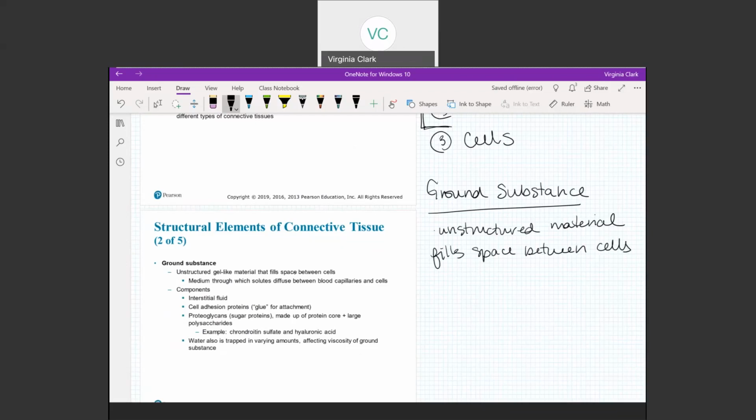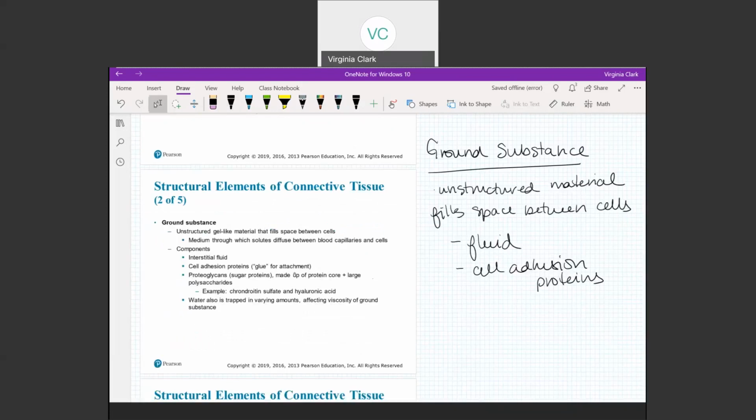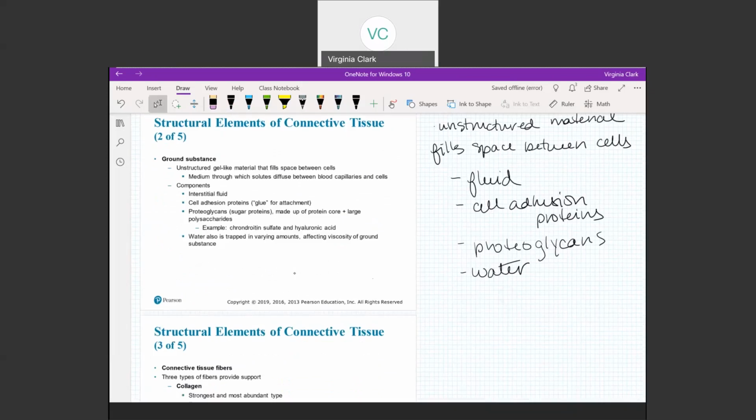Inside this ground substance, it will have a couple different parts. In it, you will find this thing called interstitial fluid, which is very, very important. You will also find cell adhesion proteins. So like I said, our connective tissue is going to be more of a glue. So that's where you'll find those sticky glycoprotein cell adhesion proteins. You'll also find those proteoglycans, which would be the sugar protein. And then some sort of water. So depending on where it is and what type of connective tissue it is in, there'll be more fluid, more proteoglycans, more water, but that is the ground substance. It's the glue between the cells.